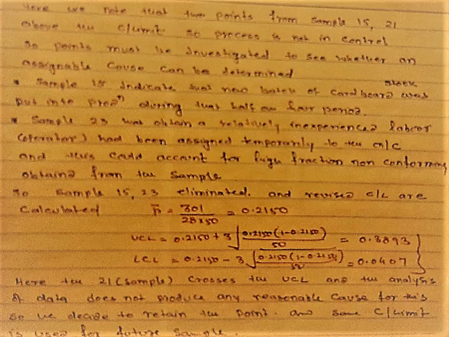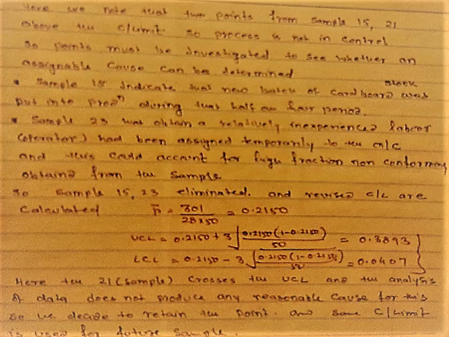Here we note that the 2 points from samples 15 and 21 are above the control limits, so the process is not in control. The points must be investigated to see whether an assignable cause can be determined. When we mark all the points in a P chart, we see that sample number 15 and sample number 21 are beyond the upper control limits.